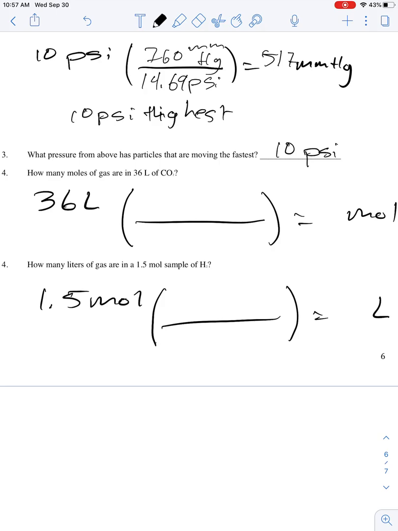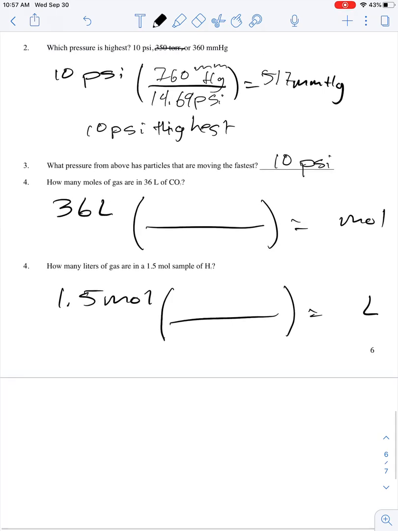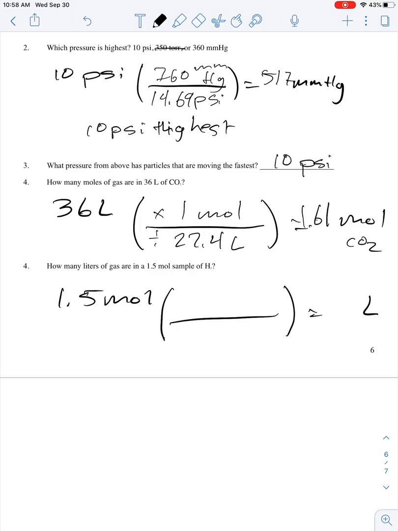Next, okay, I'm converting between liters and moles. Remember, moles is an amount of something. So every mole has a volume of 22.4 liters of gas. So how many moles of gas is in 36 liters? Well, it's 36 times 1 divided by 22.4, which gives me 1.61 moles of CO2. Next, I'm converting moles to liters. So it's 1 mole again is equal to 22.4 liters of gas, which would give me 33.6 liters of gas when I multiply and divide.